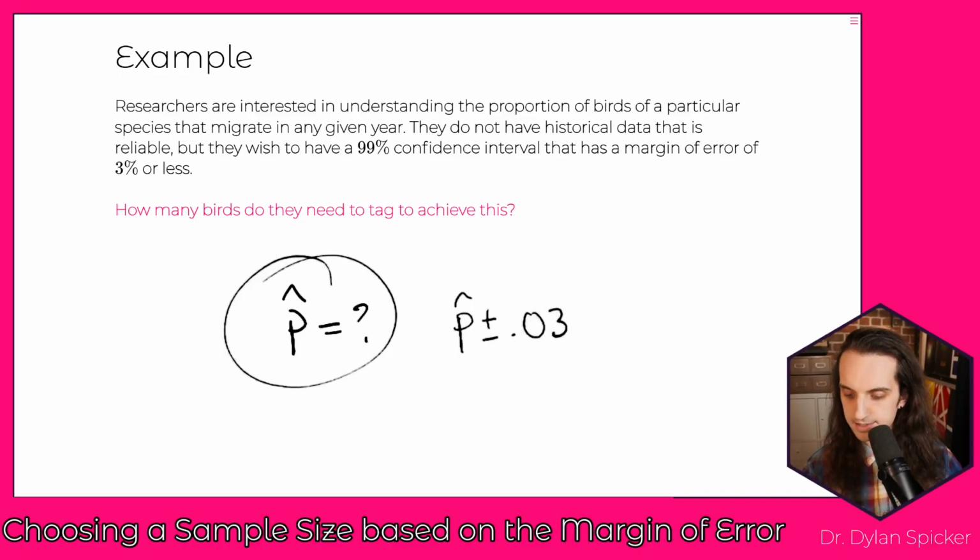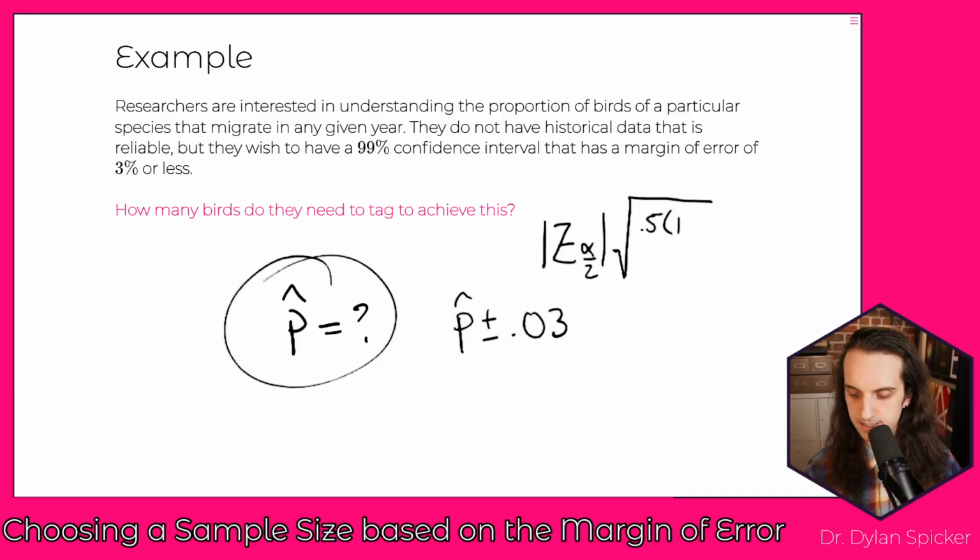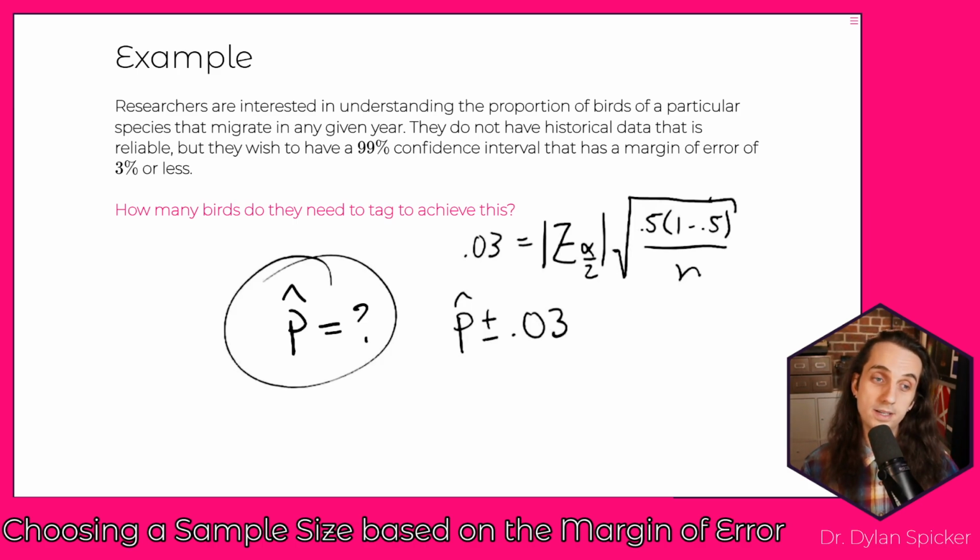And so what we're going to say is that the margin of error is going to be z alpha over 2 times the square root of, and then we use 0.5 instead of p hat, so 0.5 times 1 minus 0.5, divided by n. So this is what our margin of error is actually going to be. And if we set 0.03 equal to this value, then we can work out what's actually going to happen here.